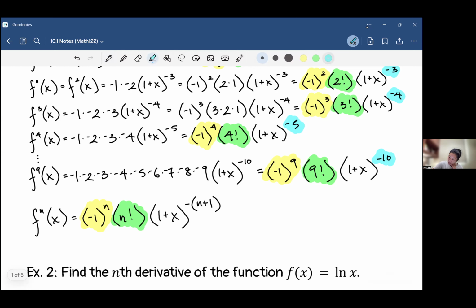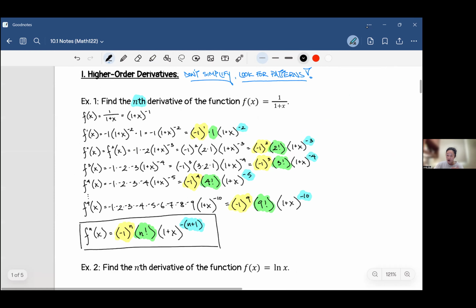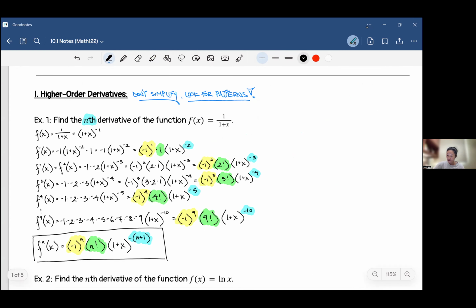Okay, so this is how we came up with the power for whatever derivative we're on. So let me put a box around this. This is our formula for how we find the nth derivative of this particular function, 1 over 1 plus x. Okay? So I know this was a super long example. I'm going to encourage you to take a look at example 2 on your own. All right, I'm going to go through it right now, but you can always come back later and check it over.